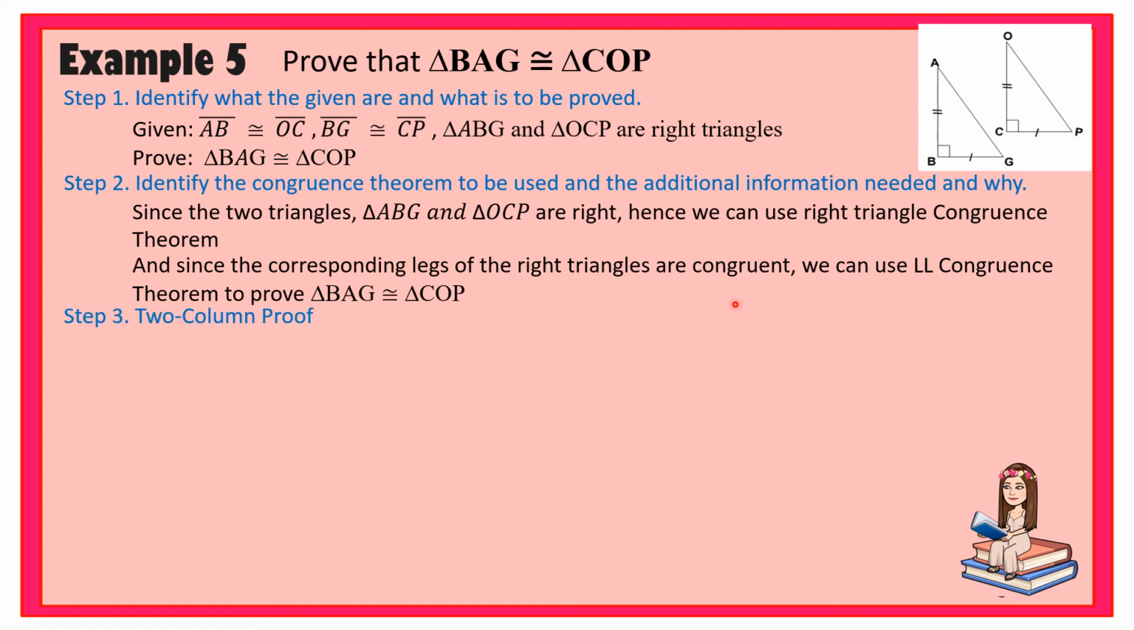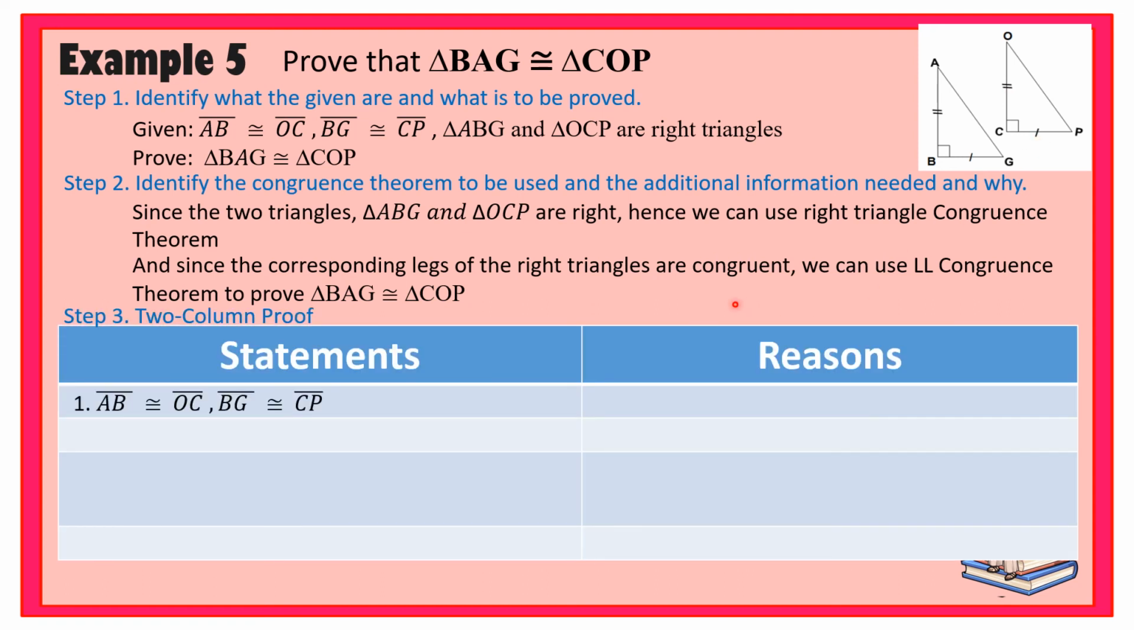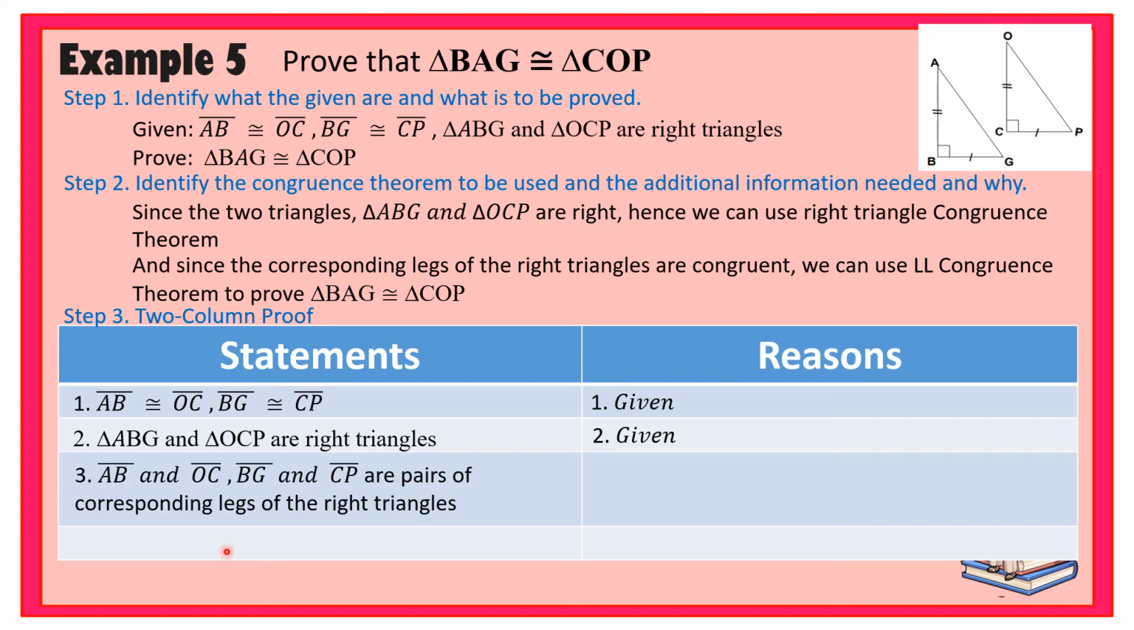So, let's have the proof. Statement natin. First one, of course, is our given. AB is congruent to OC. BG is congruent to CP. Ang reason natin, of course, given. So, iniwalay pa natin yung isa pang given kasi hindi na siya side. So, meron din tayong triangle ABG and triangle OCP are right triangles. Given din yan.